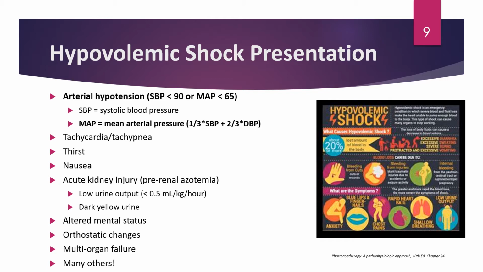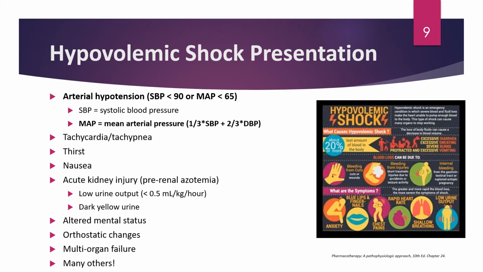You may get acute kidney injury, pre-renal azotemia, so you may get low urine output, less than 0.5 mL per kilo per hour. You might become oliguric or anuric, depending on how long and how bad the actual injury is. Additionally, we may see patients with dark yellow urine, basically because not a lot of urine is being produced, and there is not a lot of plasma volume to dilute that urine to become a lighter yellow color.